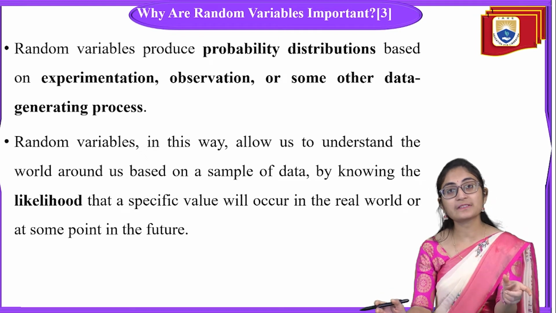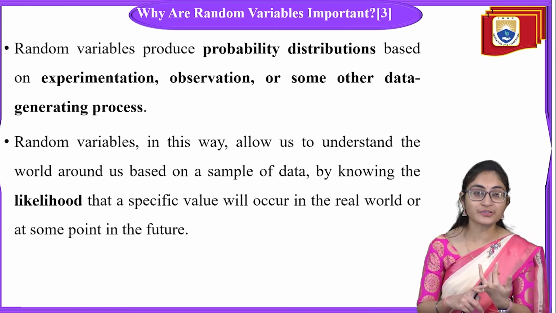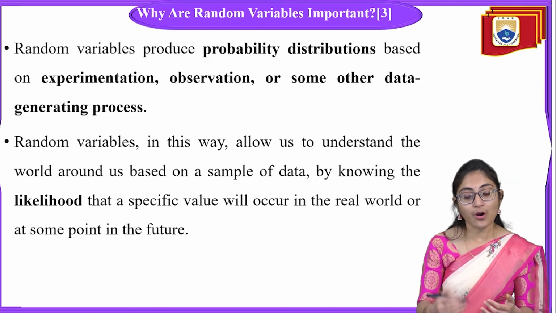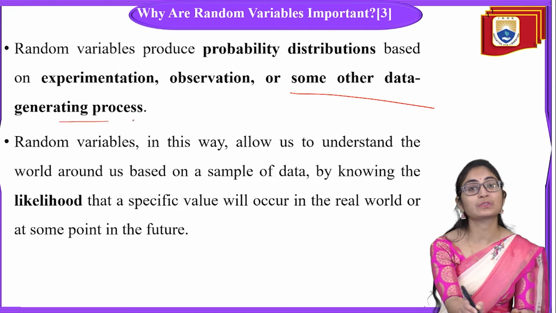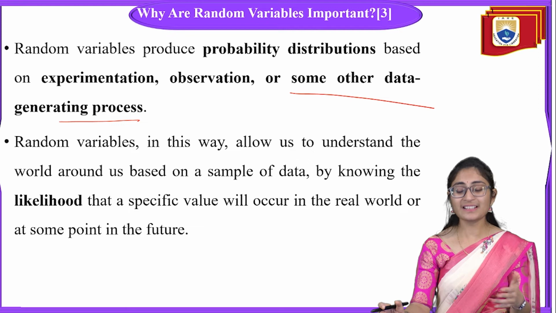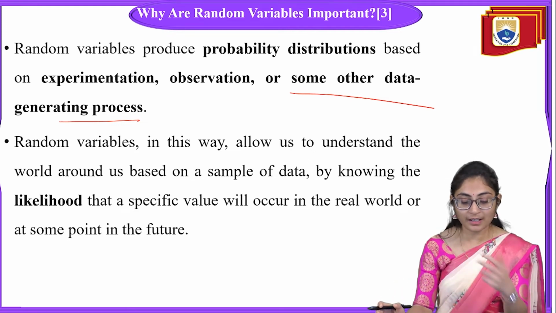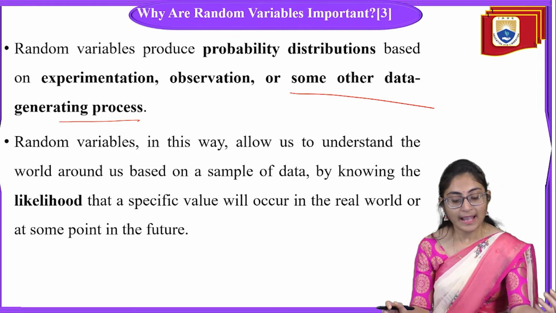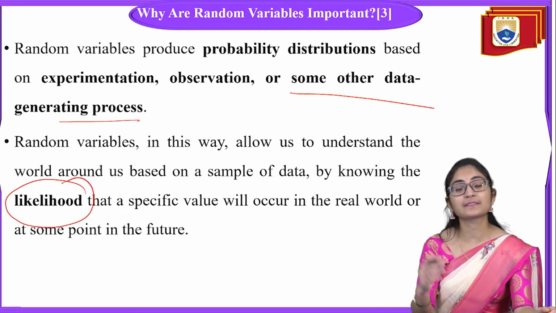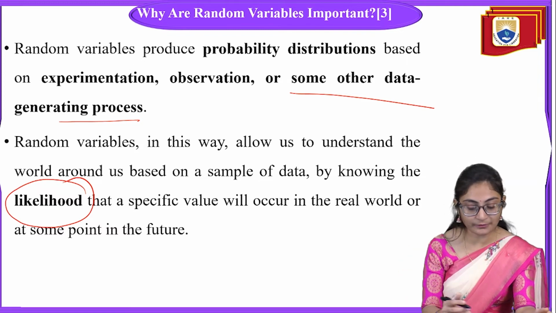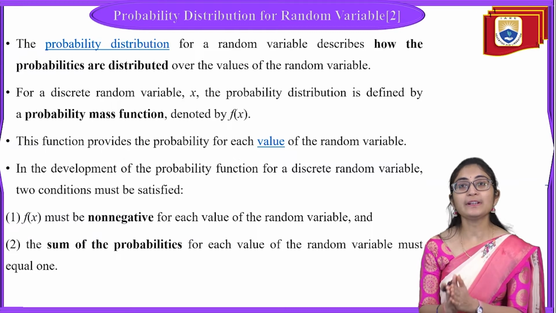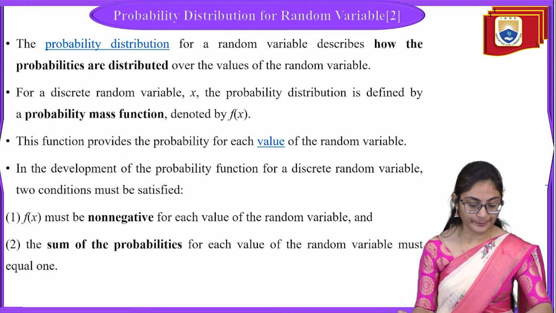Now, why are random variables important? Random variables generally produce some probability distribution based on experimentation, some observation, or sometimes some processes. With a random variable, there is a need to understand some sample of the data, and by knowing the likelihood that a specific value will occur in the real world at some point in the future.